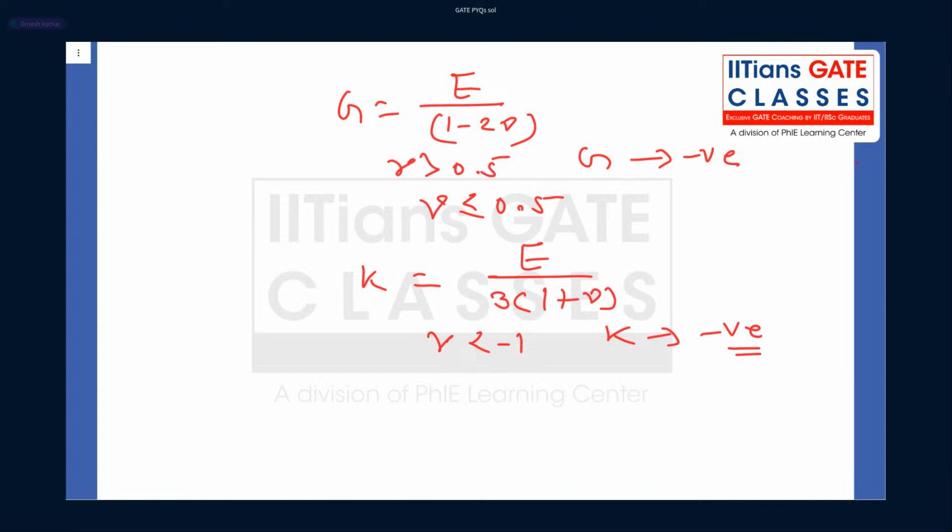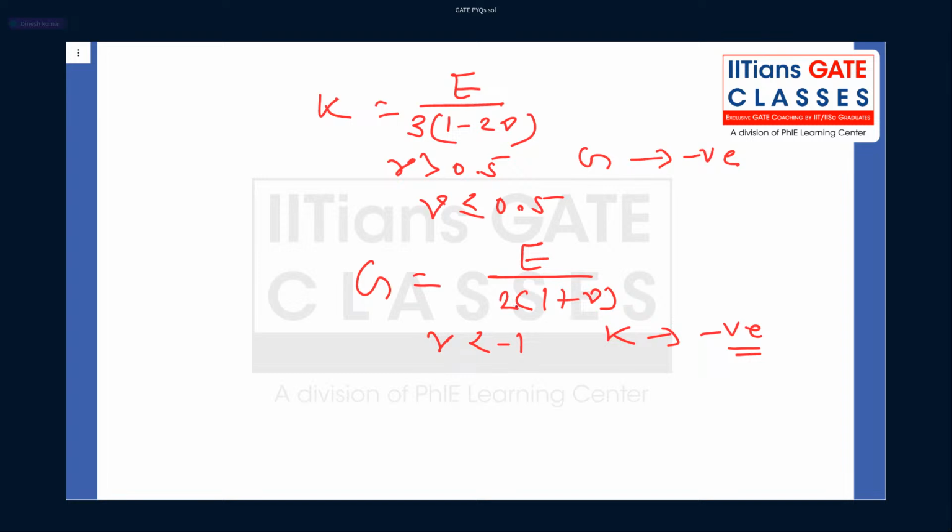Okay, here it is. It is like this. So your K value is given by E upon 3 into 1 minus 2 nu, and your G value is given as E upon 2 into 1 plus mu. It is like this, guys.